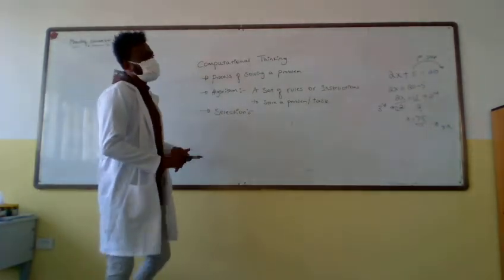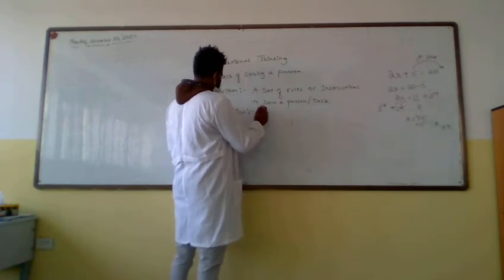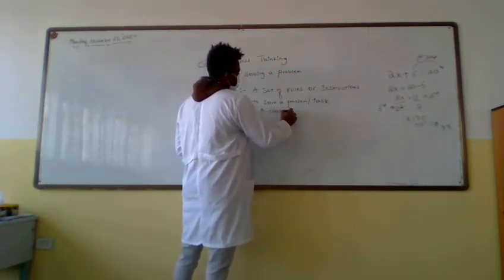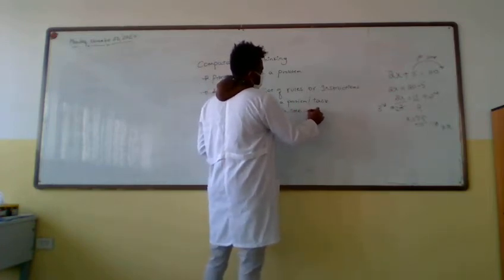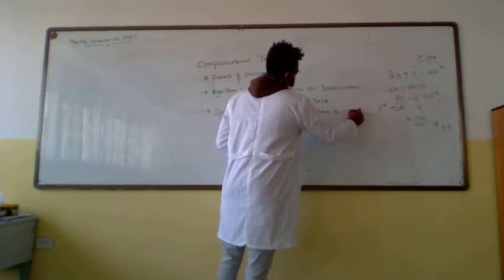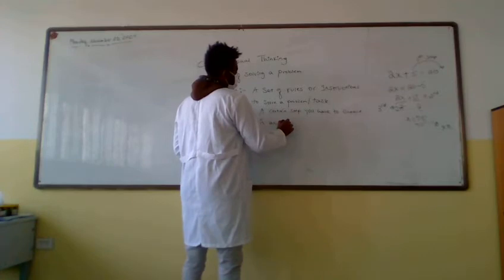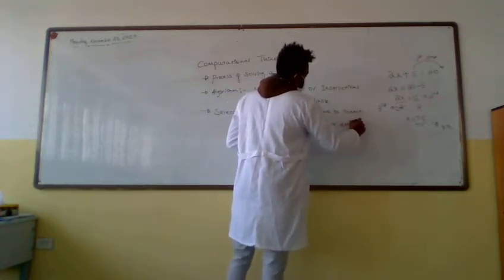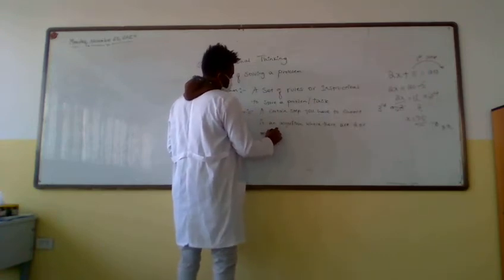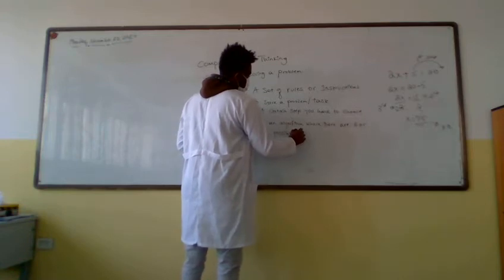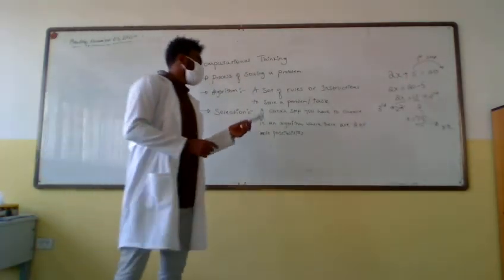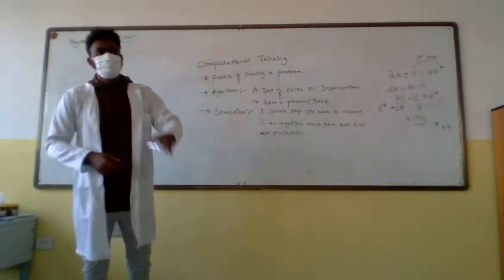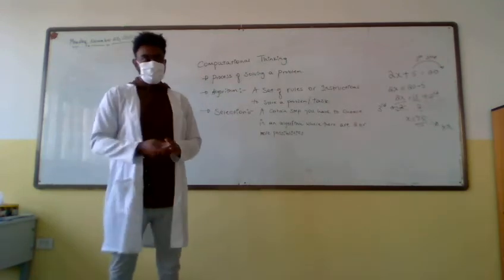Now, when we talk about selection in functional thinking, it is a certain state where you have to choose in an algorithm where there are two or more possibilities. Okay? When there are two or more possibilities and choosing is necessary, it's called selection.